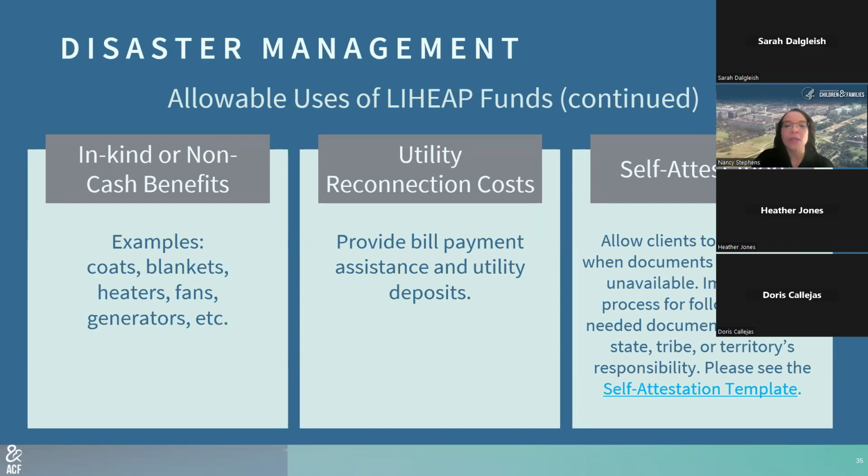self-attestation. When a natural disaster happens, it can impact the ability of individuals and families to access and provide to your agency the necessary documents that are required for program eligibility determination. So for example, if someone is unable to get to their home or if the documents are damaged during a storm, in these cases, grant recipients and sub-grant recipients can offer flexibilities by allowing clients the opportunity to sign a self-attestation form when documentation is missing or unavailable.